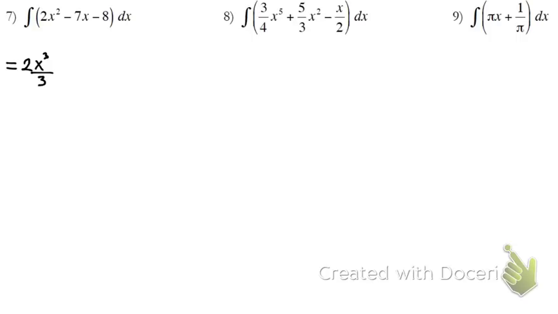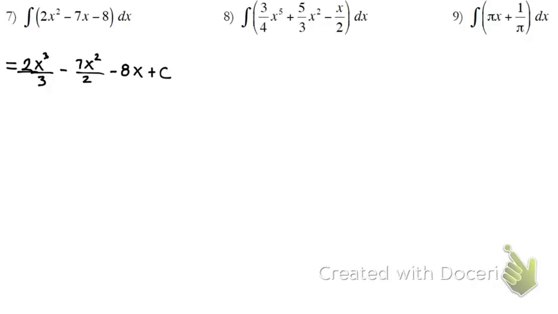Again, we could write that as 1/3 x cubed, but because we have this 2 in front, I'll just write it like that. And then if it simplifies, great. If not, we'll just leave it like that. For the next one, we have 7x. So the integral of x is x squared over 2. And the integral of 8 is negative 8x plus c for our constant of integration.